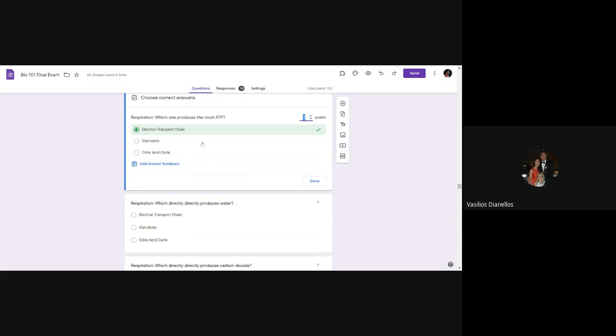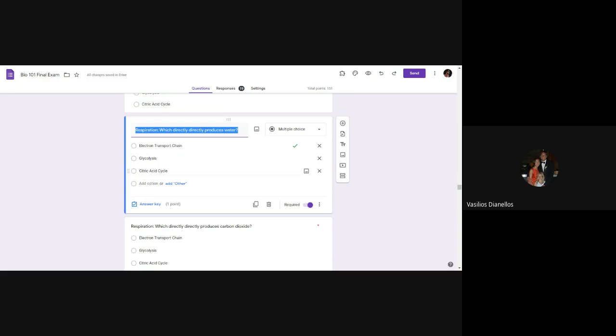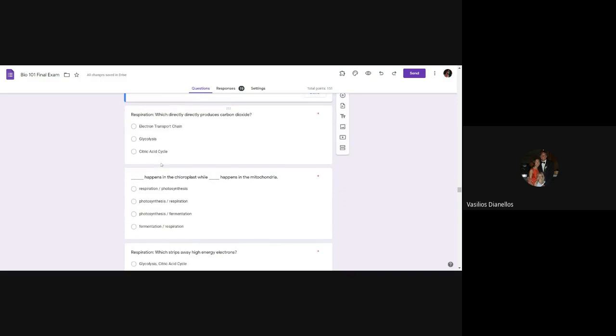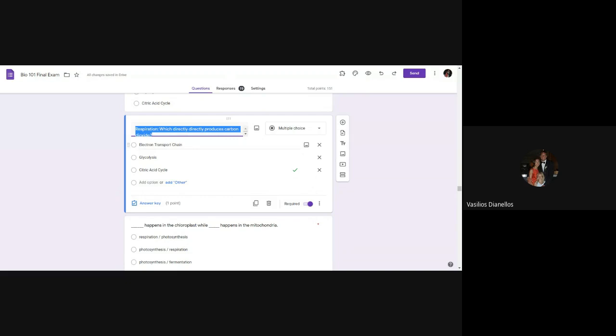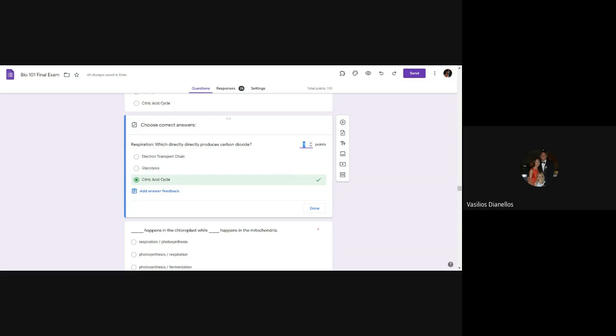Which directly produces water? Well, electrons have to go somewhere. It's the oxygen that accepts them. The oxygen accepts the electrons with some other stuff that produces water. The answer is simply electron transport chain. Which directly produces carbon dioxide? That sees the hint. And the answer is citric acid cycle. Anything with carbon, whether it's photosynthesis or respiration, whether you're using carbon dioxide or producing it, is going to be some sort of cycle. So citric acid cycle for respiration, Calvin cycle for photosynthesis.